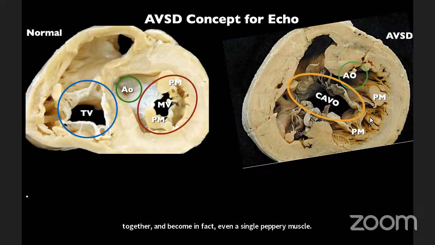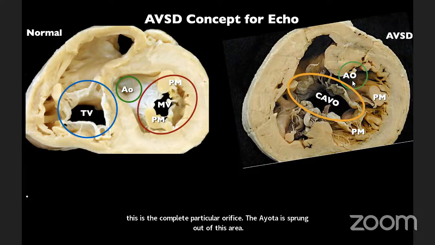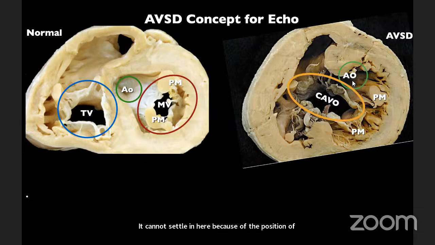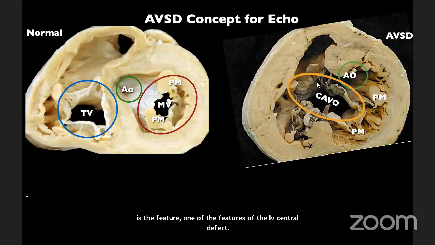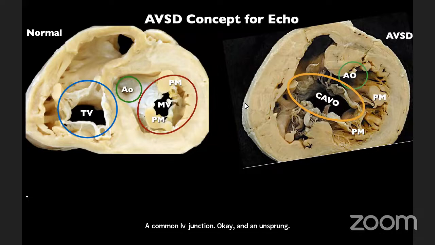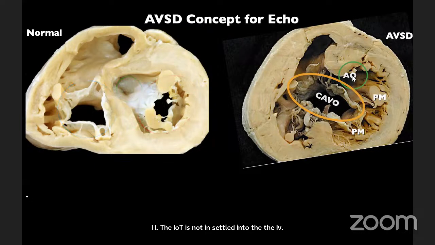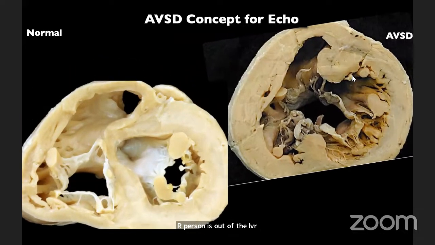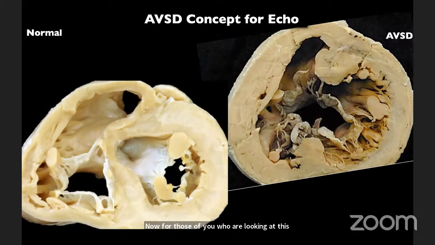So there's the complete atrioventricular orifice. The aorta is sprung out of this area. It cannot settle in here because of the position of the canal. So this is one of the features of the AV septal defect: a common AV junction, and an unsprung aorta that is not settled into the AV orifice and is out of the AV orifice. Now, for those of you who are looking at this on a smartphone, I've zoomed these up at the end so that you can get this.